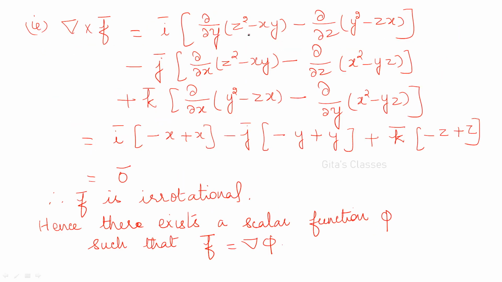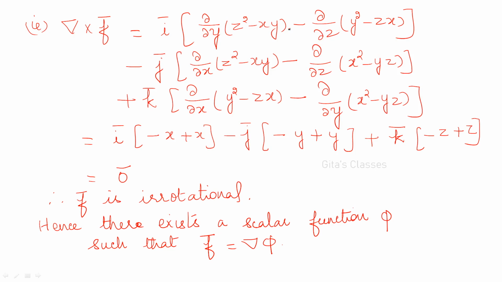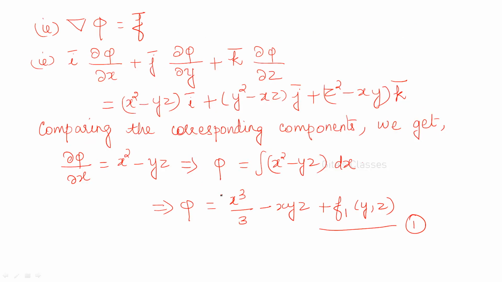So dou by dou y of z squared minus xy, that is just the expansion of this determinant. Then i into minus x plus minus j into everything, every term is 0, therefore it is irrotational. If the vector f bar is irrotational, there exists a scalar point function phi such that f bar is equal to del phi. Now we have to find out del phi. How will you find out del phi? Del phi is given as f bar.